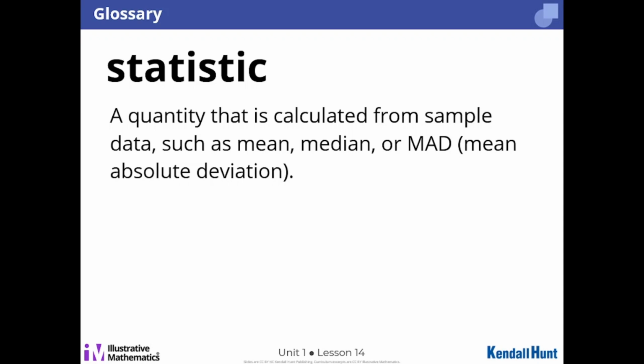Next, we have statistic. This is a quantity that is calculated from sample data such as mean, median, or MAD, mean absolute deviation.